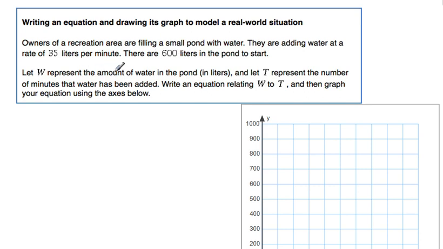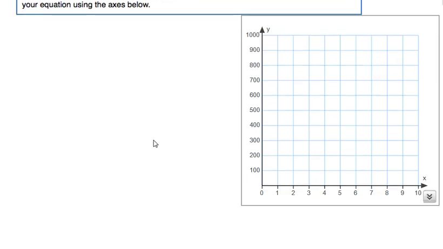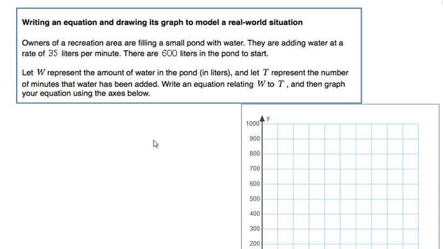Let W represent the amount of water in the pond in liters, and T represent the number of minutes that water has been added. Write an equation relating W to T and then graph your equation using the axes below. So our graph is located below. We'll get to that in just a minute. First thing we'd like to do is write our equation.